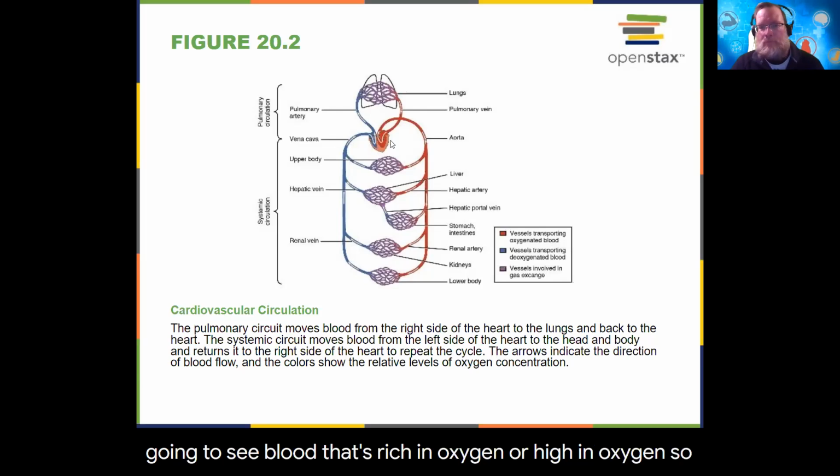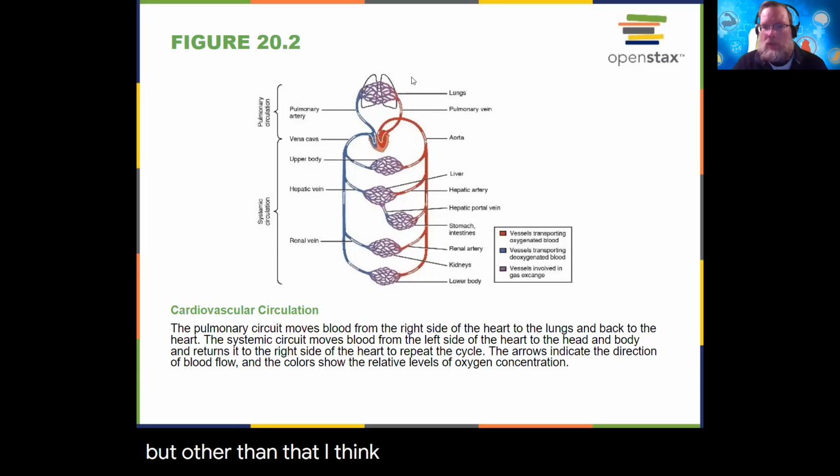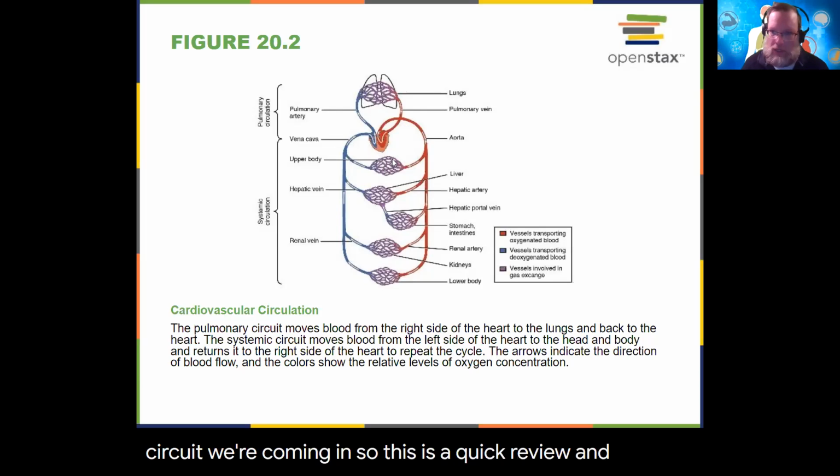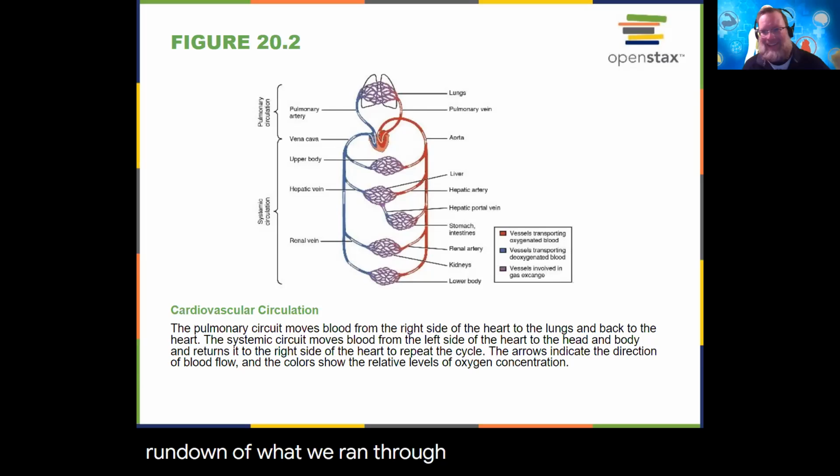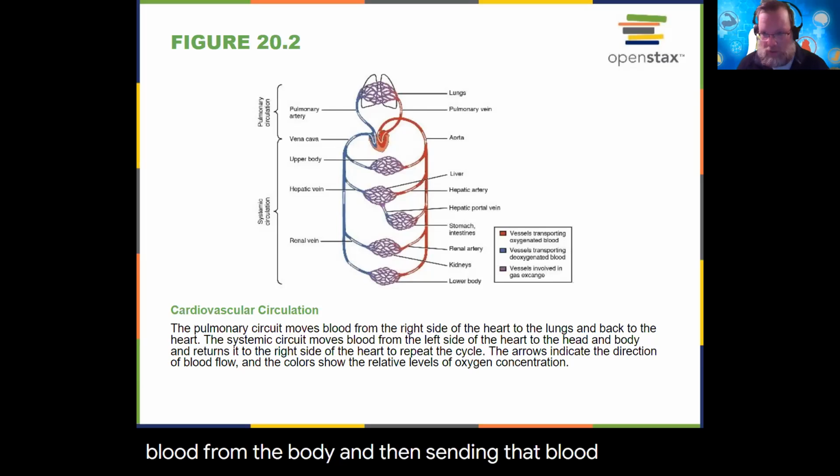But other than that, we again see this pulmonary circuit. This is a quick review and rundown of what we ran through last Thursday, right? We've got the right side of the heart receiving all of this low oxygen blood from the body and then sending that blood over to the lungs.